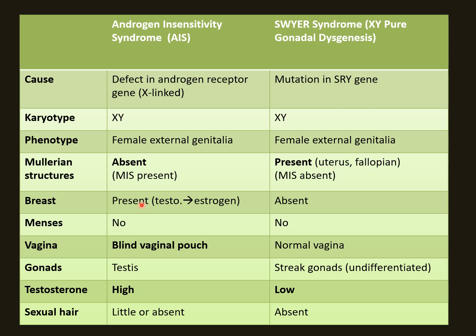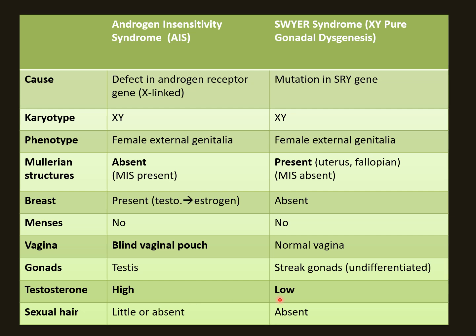Breast will be usually present in androgen insensitivity because the high testosterone will be converted to estrogen and they will develop breast. In Swyer syndrome will be no breast because no testosterone. Menses will be absent in both. Vagina will be blind vagina in androgen insensitivity and normal vagina in Swyer syndrome. Gonad, here is testes, here is streaks of gonad undifferentiated. Both of them, they need to be removed because of risk of cancer.